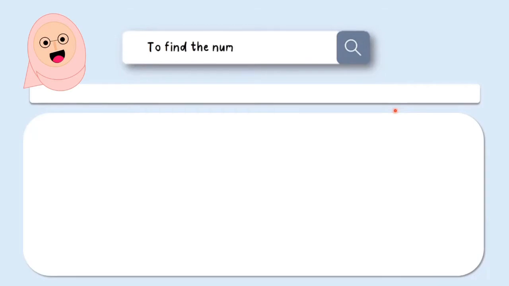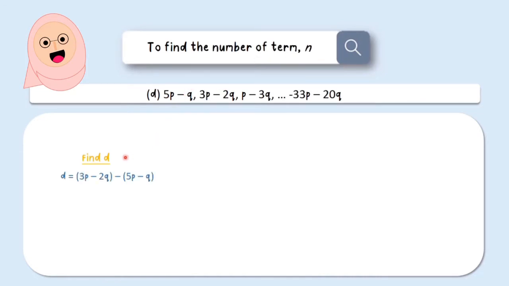Now let's learn how to find the number of terms n. The question is 5p minus q, 3p minus 2q, p minus 3q, and the last term is negative 33p minus 20q. First, we need to find the d. So we can get the d from the second term minus the first term. So d equals (3p minus 2q) minus (5p minus q). Don't forget the bracket. So when we put the bracket, the minus here and the negative here will become plus, and we can get d, which is negative 2p minus q.